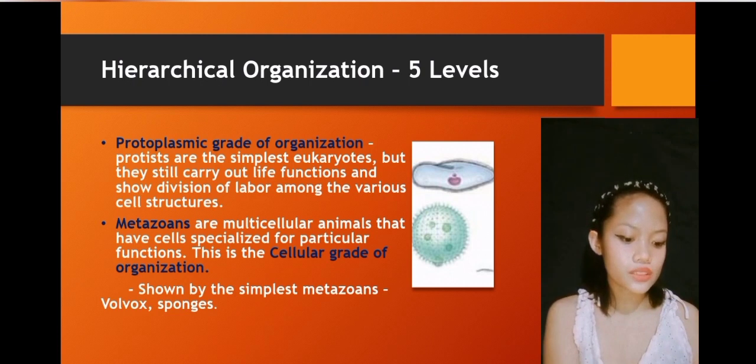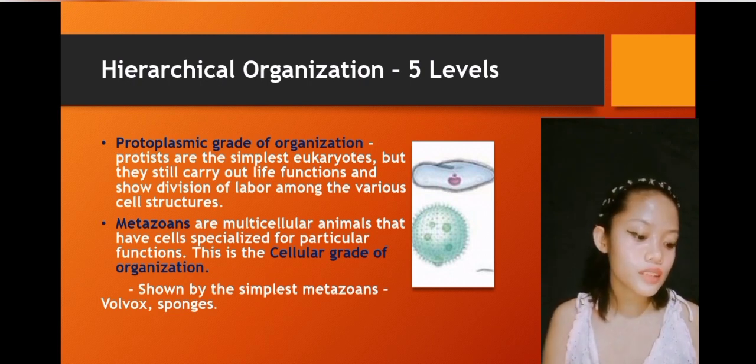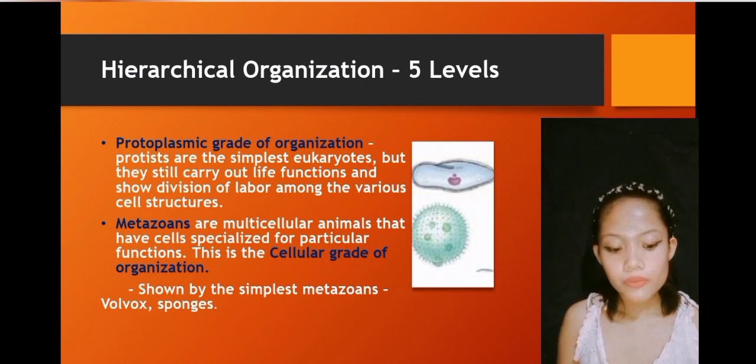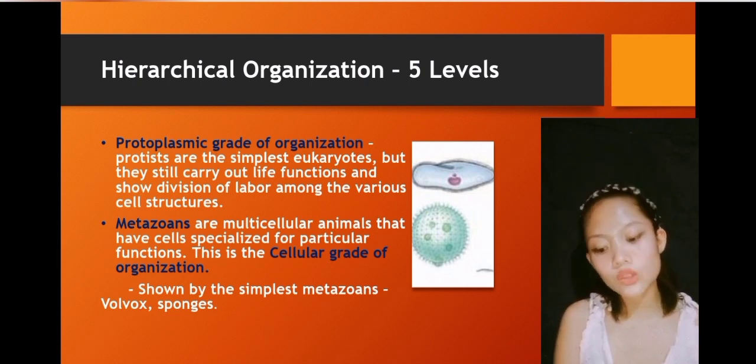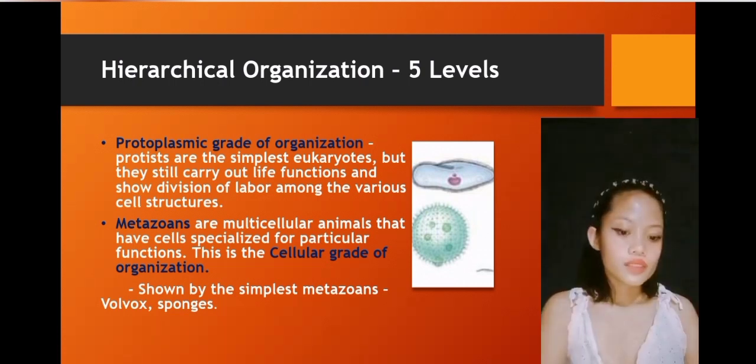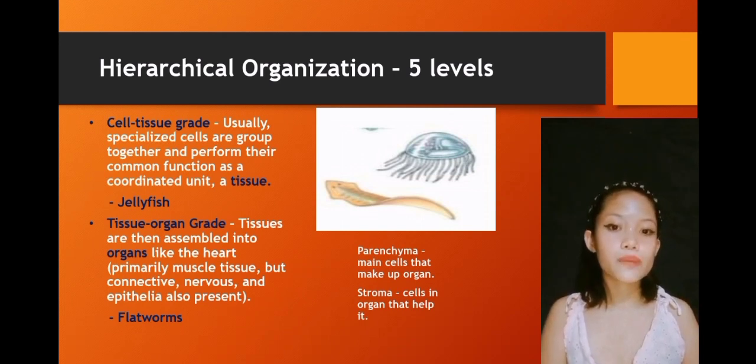Next is metazoans. Metazoans are multicellular animals that have cells specialized for particular functions. This is the cellular grid of organization. So metazoans comprise all animals having the body composed of cells differentiated into tissues and organs, and usually a digestive cavity lined with specialized cells. Next in hierarchical organization, 5 levels, is the cell tissue grid.